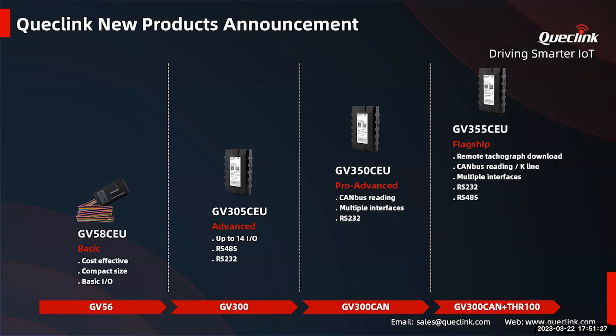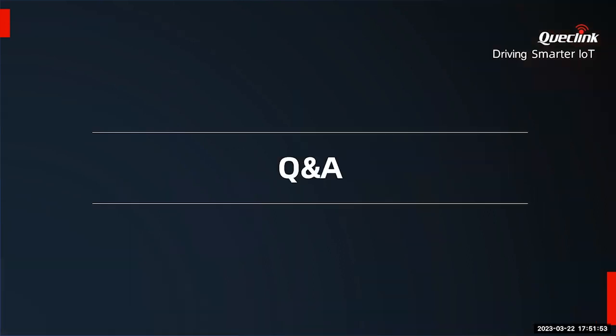Then the CANbus part. If you have worked with us on 2G devices for CANbus, you have always seen GV300 CAN, our integrated device, a built-in CANbus device in 2G. Then we developed the GV350 CEU, which I already mentioned and discussed. So for a strong built-in CANbus device, you can consider GV350 CEU. And then there is a trend and a mandatory requirement in the European market.